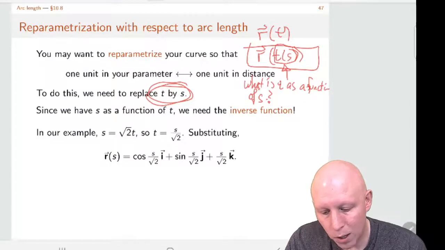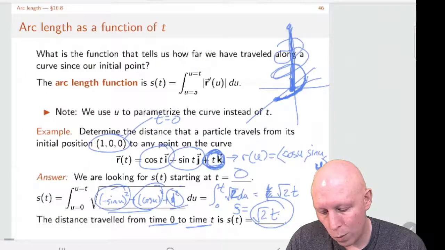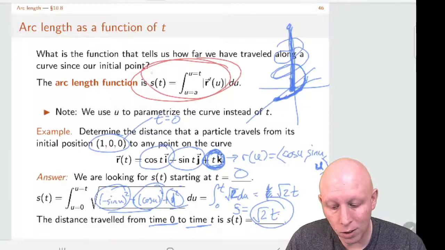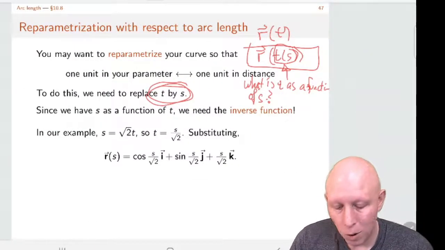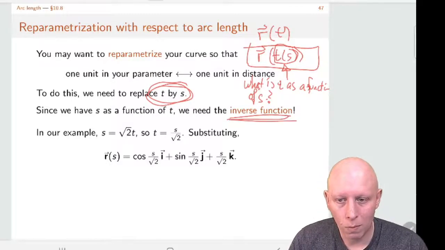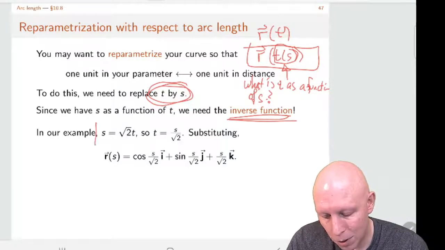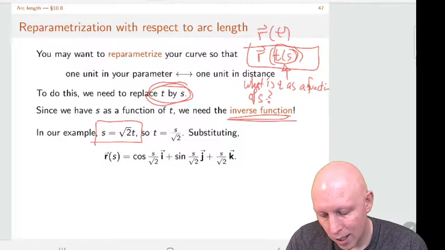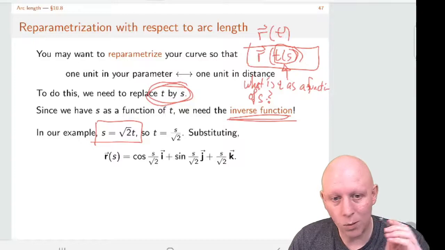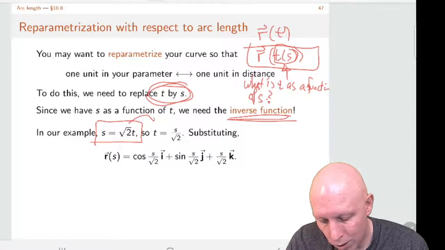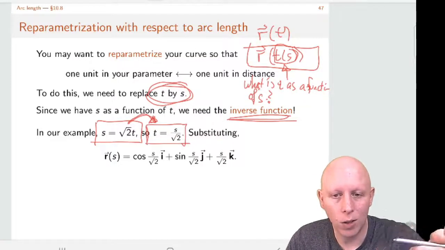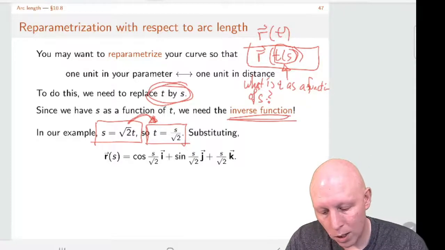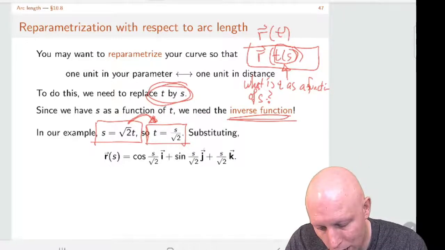All right, so on the previous slide, we wrote down a function that gives s as a function of t. So what we need is t as a function of s, which is the inverse function. In the example on the previous page, we figured out that s as a function of t is equal to square root of 2 times t. So if we find the inverse function, we get that t is equal to s over square root of 2. So now we say, okay, so we had this function.